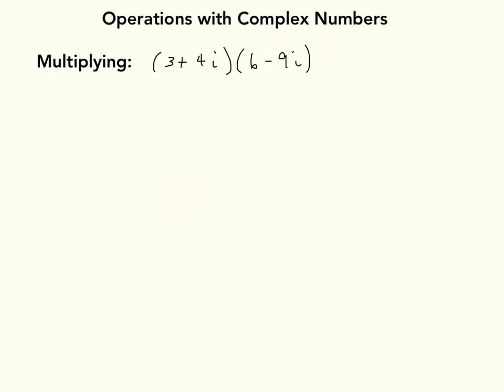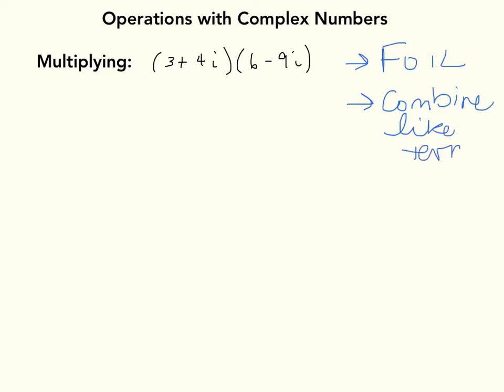So the last operation is if we want to multiply one complex number times another complex number. And again, this kind of works like the binomials. You're just going to FOIL. Then you're going to combine your like terms. There's actually one more step here, and I'm going to show you as I do this example.